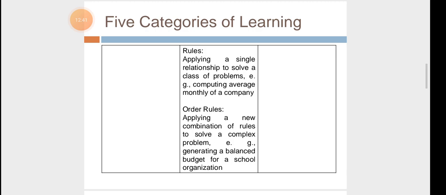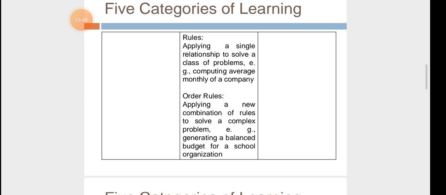But then, ordered rules: applying new combinations of rules to solve a complex problem, such as generating a balanced budget for a school organization. From this situation, there is a budgetary fund, and someone handles the finances for the budget of an organization, so that it goes to where it is needed.